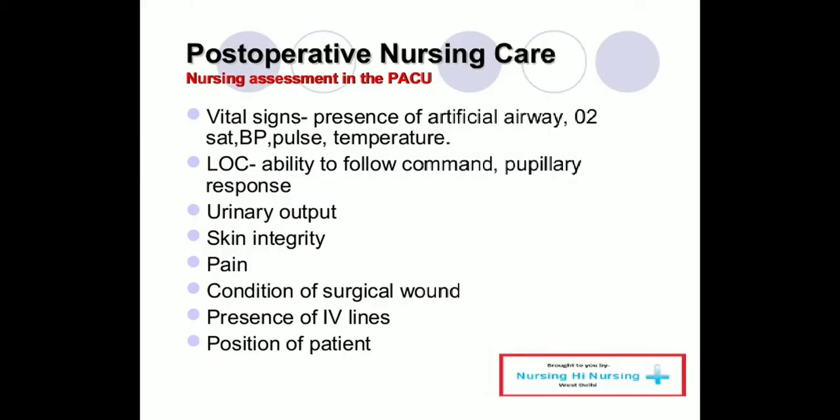Okay, so in post-operative nursing care, we have to check the vital signs and the level of consciousness of the patient. In level of consciousness, we have to check the Glasgow Coma Scale, whether the patient is responding to your command or not, and we have to check the pupillary response of the eye. We also check urinary output, skin integrity, pain score, I mean the pain sensation, the condition of the surgical wound, the presence of intravenous lines, and the position of the patient. These things we have to assess.